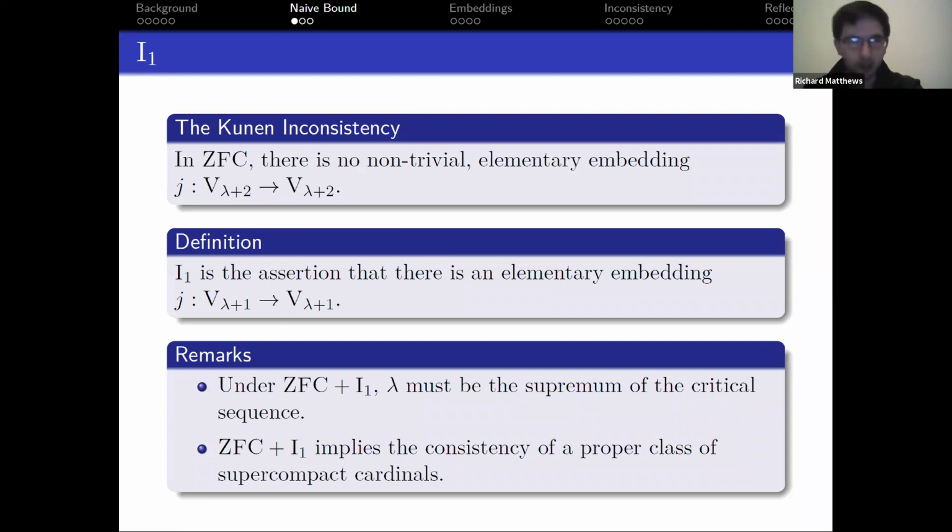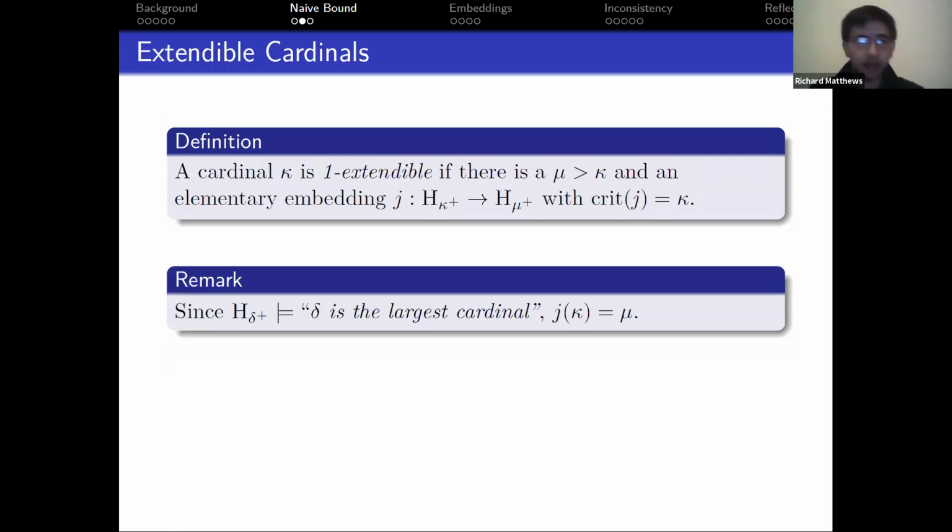Right, so firstly we want I1, and our second ingredient is the statement about extendable cardinals. We say a cardinal κ is one-extendable if there is a μ greater than κ and an elementary embedding j from H_{κ+} to H_{μ+} whose critical point is κ. It's worth marking here that since H_{δ+} believes that δ is the largest cardinal, and we have an elementary embedding, j must map κ to μ.